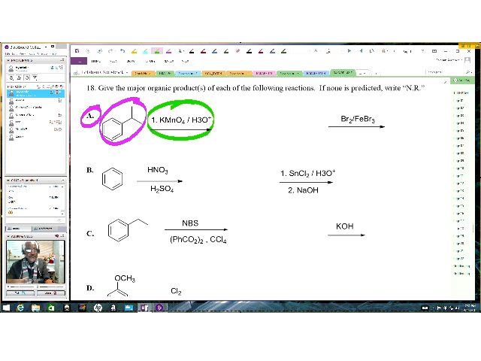What kind of product do you expect to get from alkyl benzene and potassium permanganate? Benzoic acid, excellent, very good. So we get this.